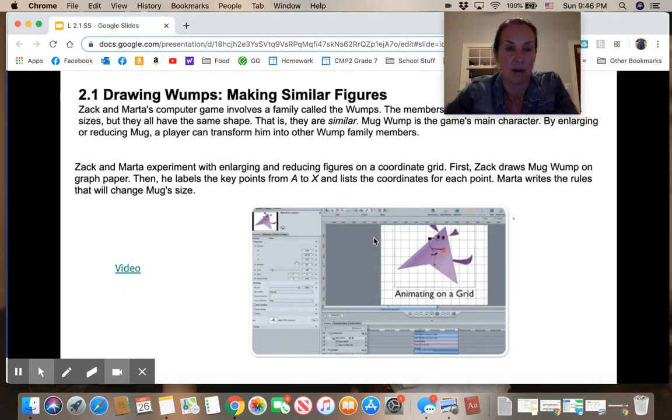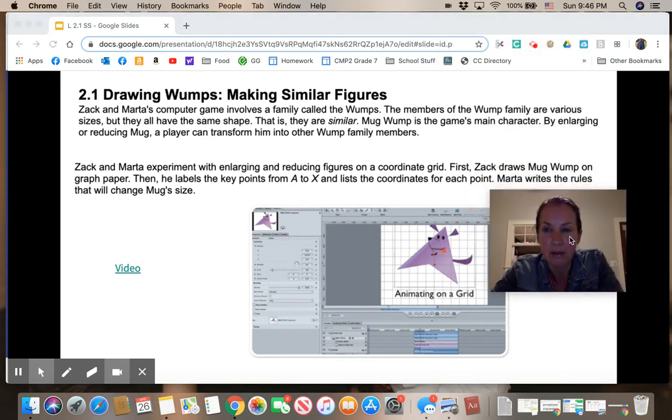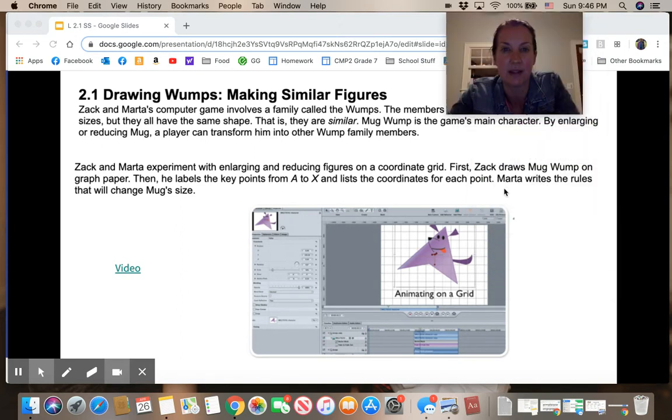That's what Zach and Marta are doing. So Zach and Marta's computer game involves a family called the Wumps. The members of the Wump family are various sizes, but they all have the same shape. That is, they are similar. Mugwump is the game's main character. By enlarging or reducing Mug, a player can transform him into other Wump family members.